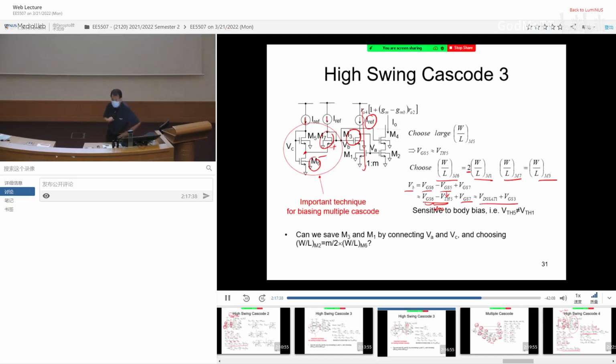Very little calculation. Everything is intuitive. Of course, it's not accurate. Everything is approximate, but it gives a very quick way of establishing the biasing. So this technique is very simple, without too much calculation, just intuitive understanding.